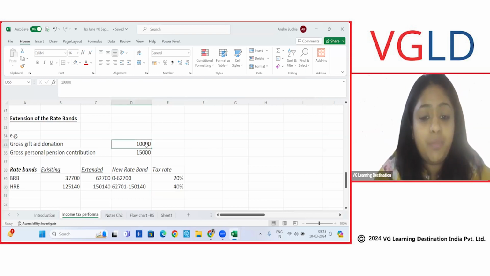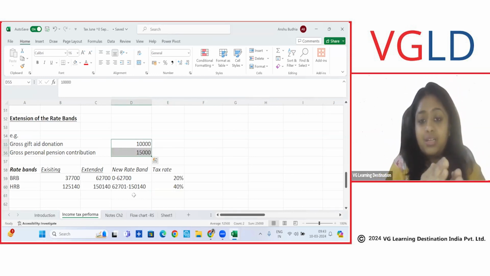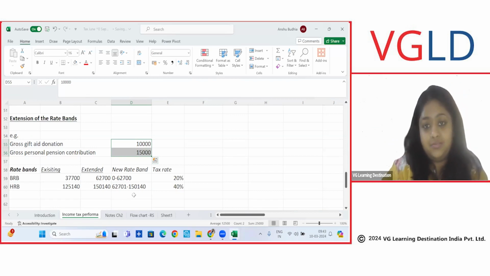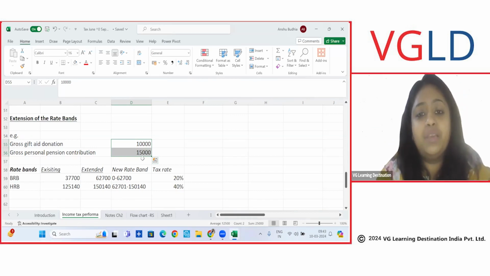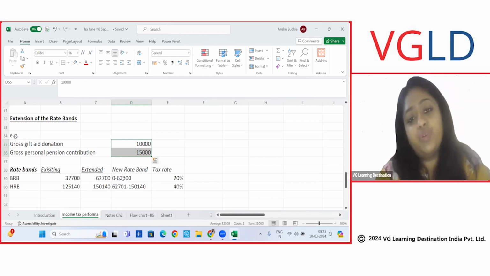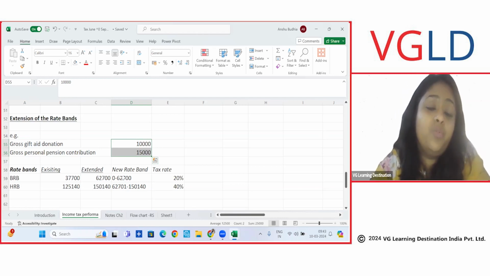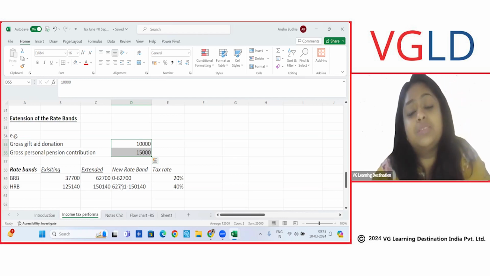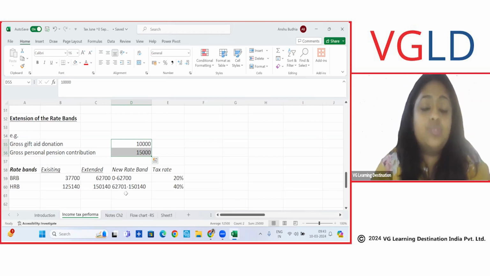Do you see that by 25,000, your tax rate gap got widened? Ideally this 25,000 may have been covered in the 40% rate. But since the rate band got extended, instead of having 37,700 for 20%, we have the upper limit of 62,700 for 20%. Just the way the BRB got extended, the HRB is also extended by the same amount. So we have the benefit of lower taxes now, because if the rate bands were not extended, we would not have got the benefit. Are we clear now?